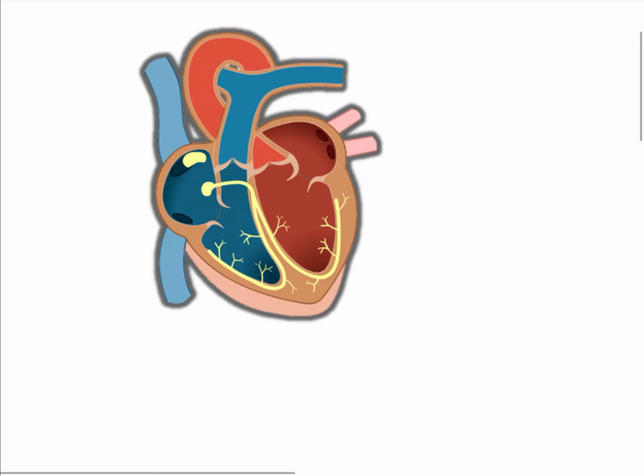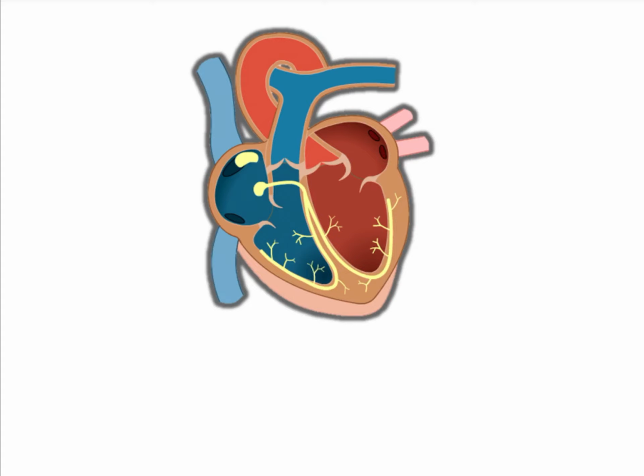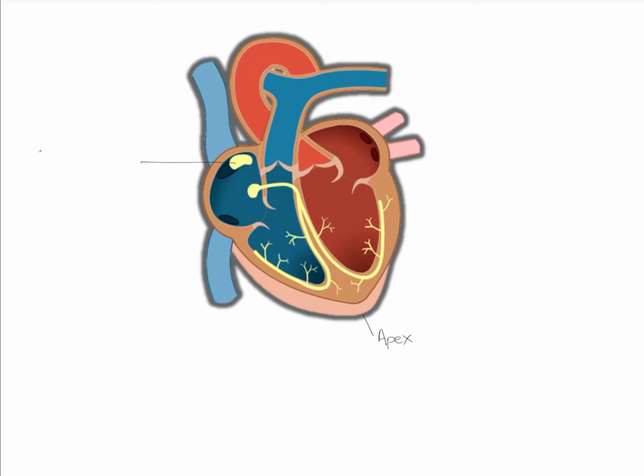Okay, so starting with a similar diagram to one that you will have seen before, the only difference here being that some of the additional structures involved in coordination of a heartbeat are shown on here. I'm just going to add a label to show that this bottom point of the heart we refer to as the apex. You could add additional labels for the rest of the heart, but I think it would probably get quite cluttered.